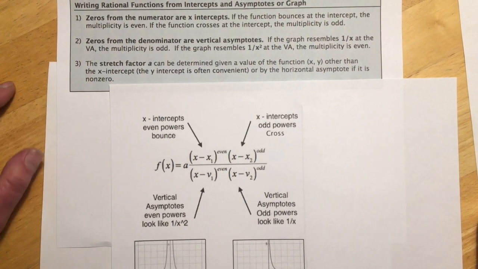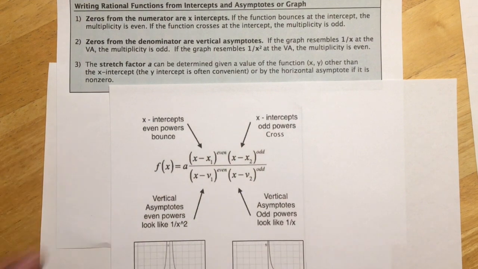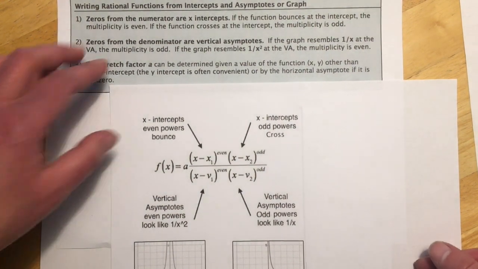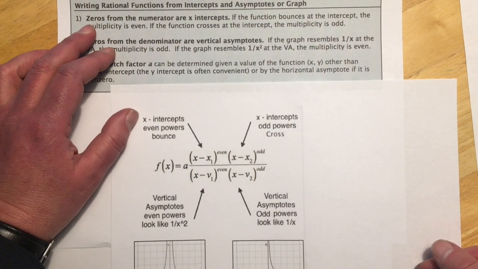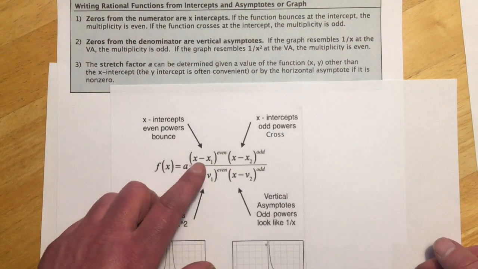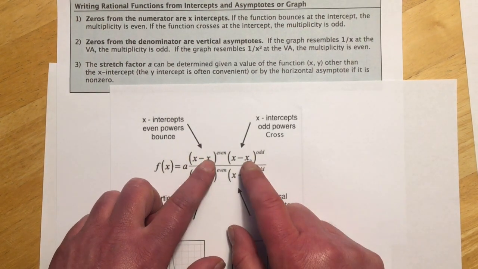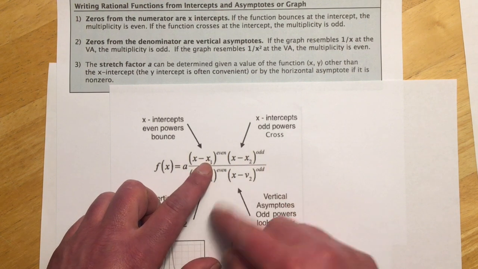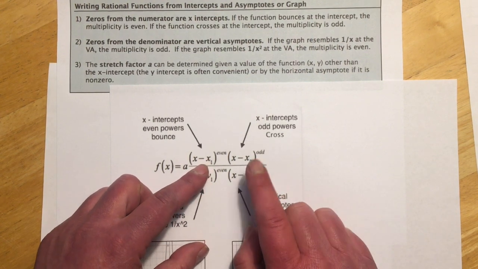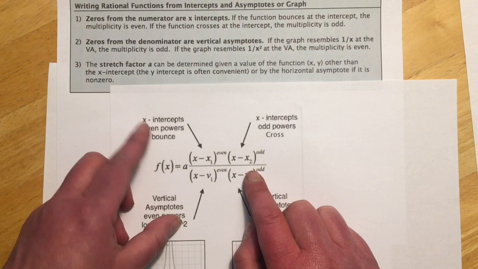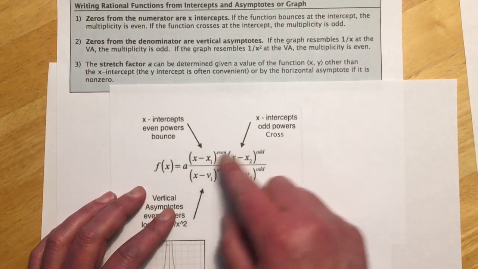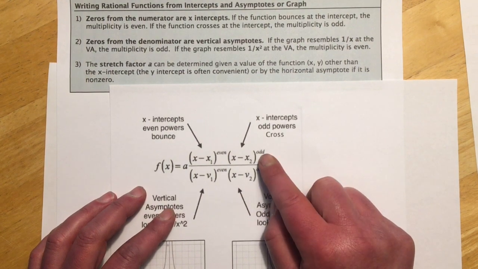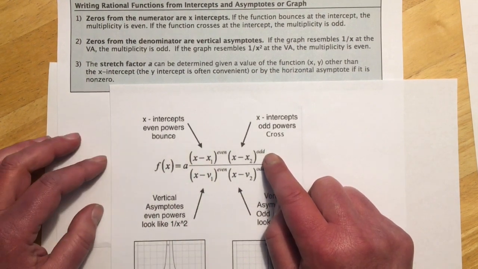So, I have this thing here, and this is a really helpful deal if you can kind of get your head around it. So let me start. Zeros from the numerator are x-intercepts. We saw that when we were solving for the x-intercepts. So whatever these zeros are, that gives us where we are crossing the x-axis. And then just like back in section 3.4, even powers bounce. If we have something coming down and touching, it's going to do this. And odd powers cross. So that's consistent with these.